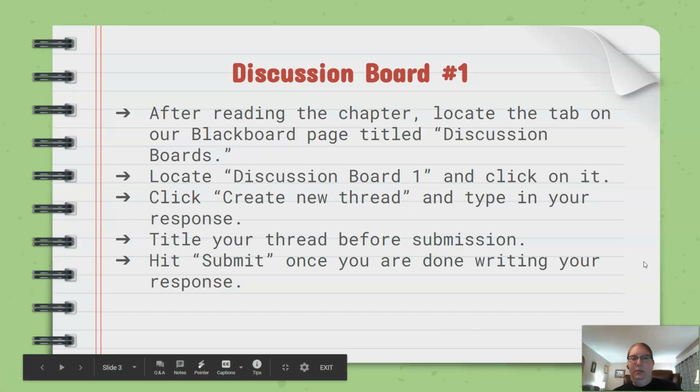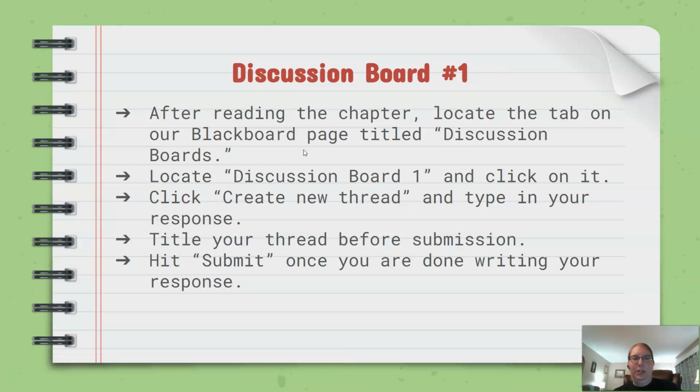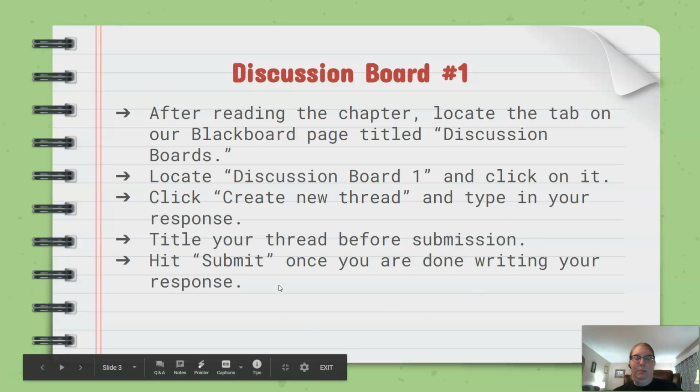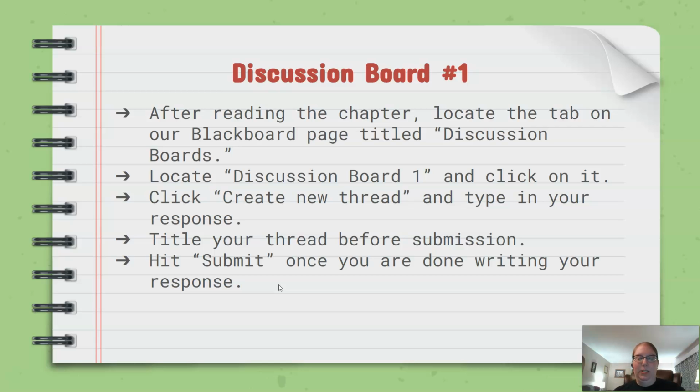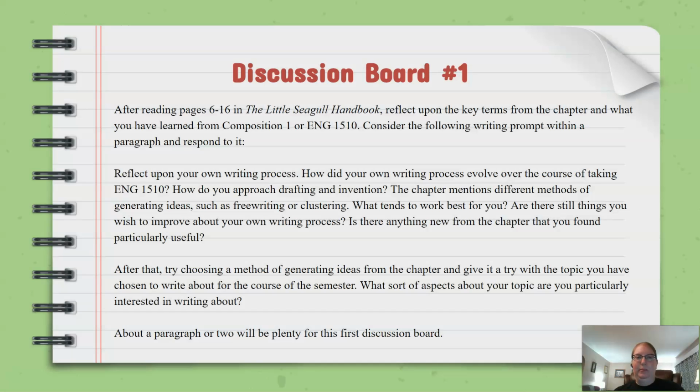So these are the directions for discussion board number 1. After reading the chapter, locate the tab on the Blackboard page titled Discussion Boards, locate discussion board number 1 and click on it. You can create a new thread and type in your response. In order to post that response, you have to title your thread before submission and hit submit once you are done writing your response. Now this is for homework and for participation as well.